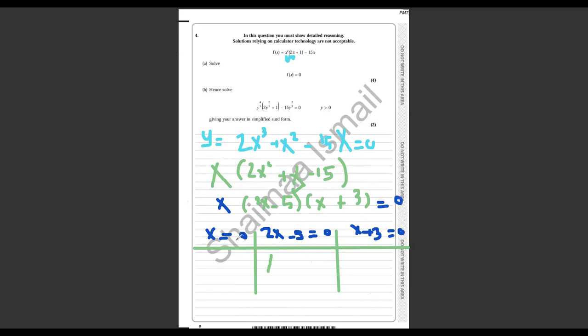So here x will be equal to 5 over 2, and here x equal to negative 3. Solving, x equal to 0, x equal to 5 over 2, or x equal to negative 3. Okay. Giving your answer in the simplest surd form, here we have to solve this.